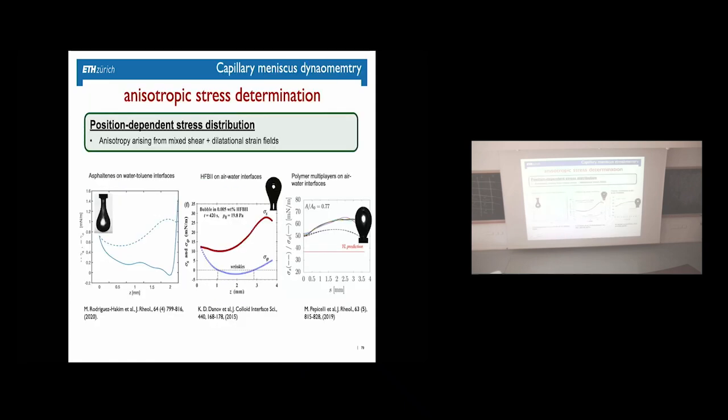Here's some other examples. Here are asphaltenes. They even wrinkle, right? You've maybe seen this if you have proteins and you shrink a bubble, they wrinkle. I mean, it's because you get a buckling instability at the interface. So before that wrinkling, there is already significant mechanical stress, and you get very deviating ones. These are hydrophobin proteins on air-water interfaces. This is from Danov's work. They also get instabilities, and then this is for the polymer multilayers on a bubble.